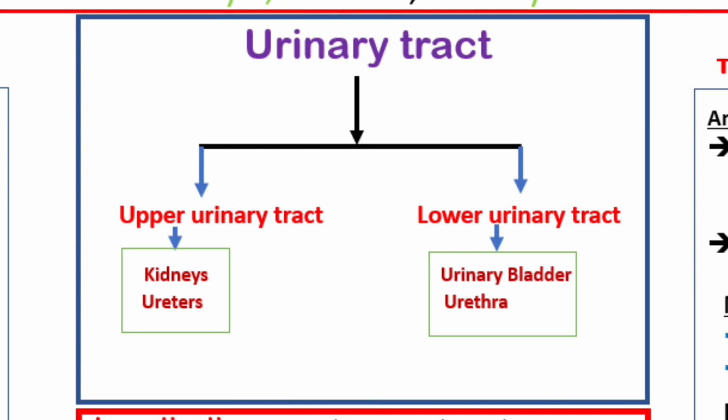Like the urinary tract division, the infections in the urinary tract are also divided into two. The one is upper urinary tract infection and the second one is lower urinary tract infection. If we have infection in the kidneys and ureters, it is called upper urinary tract infection, and if the infection is in the urinary bladder or urethra, it is called lower urinary tract infection.